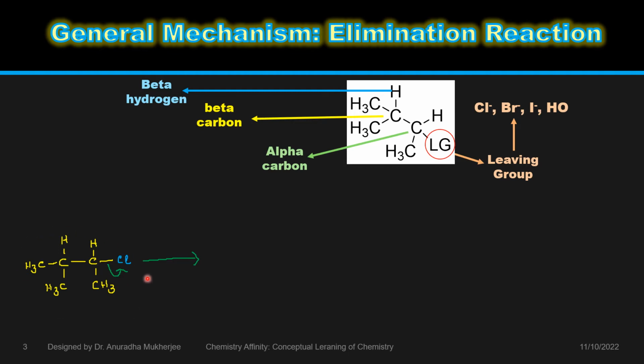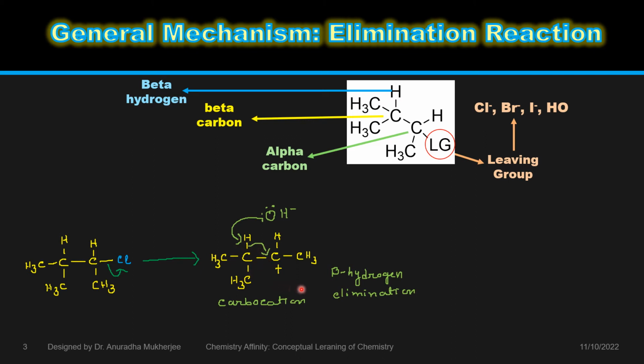Now this is an alkyl halide. So this carbon is the alpha carbon because it contains the leaving group. Now the carbon which is connected with the alpha carbon is called beta carbon. Now the beta carbon contains one beta hydrogen. So the leaving group leaves and a carbocation forms. Now here deprotonation will take place. Deprotonation takes place of the beta hydrogen. So here OH minus is acting as a base. So it will attack this H plus and beta hydrogen elimination will take place and we will get an alkene.